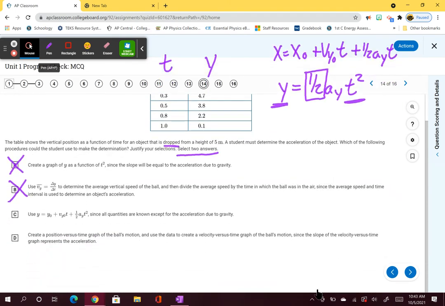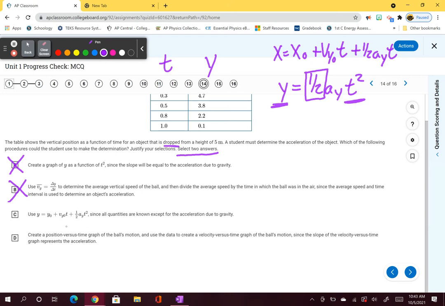So since we have to pick 2, we know that the last 2 are our right answers. But let's go through and prove why it's correct. So using your y equals y naught plus vyt plus 1/2 ayt squared, again, second equation, we've been using it a lot, since all quantities are known except for the acceleration due to gravity. So basically, you plug everything in. We know our final, we know our initial, we know our initial speed, we know our time.